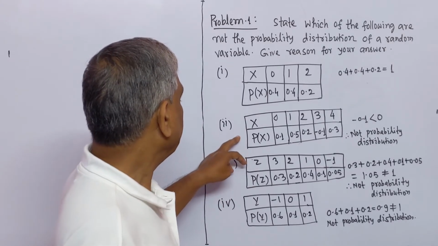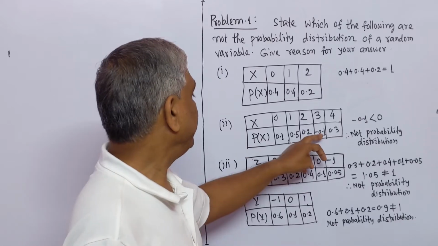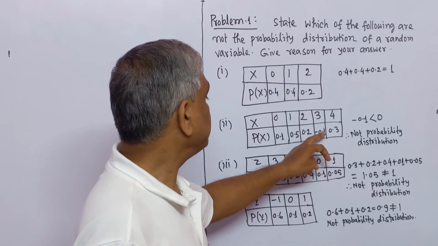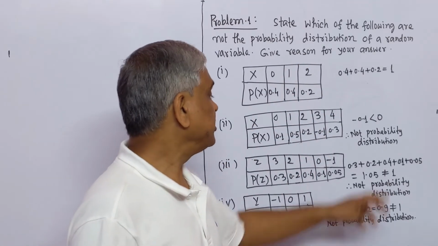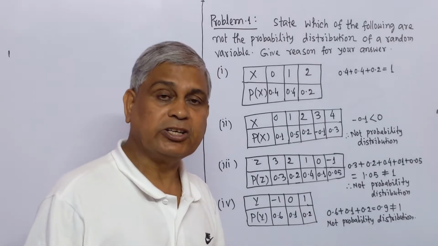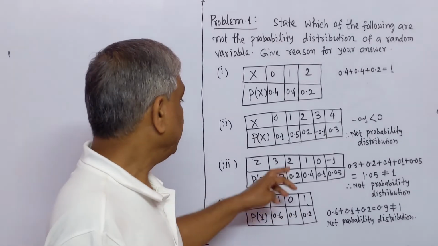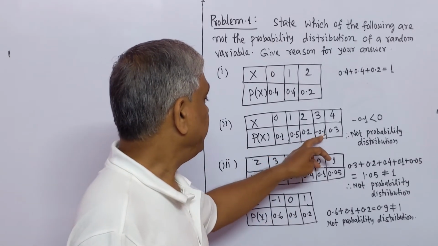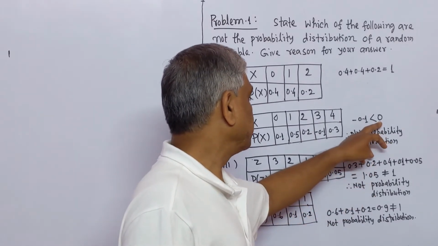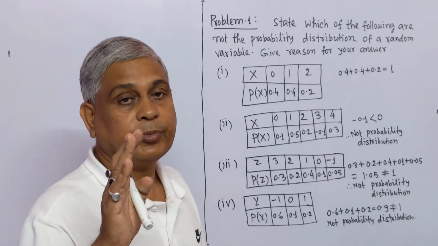Now second, number 2. Here we see that the probability for X equal to 3 is minus 0.1, which is less than 0. Since for the condition of probability distribution, each probability must be greater than 0, here it is less than 0. So this is not a probability distribution of a random variable.